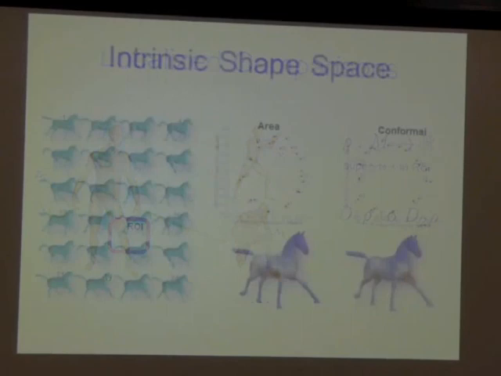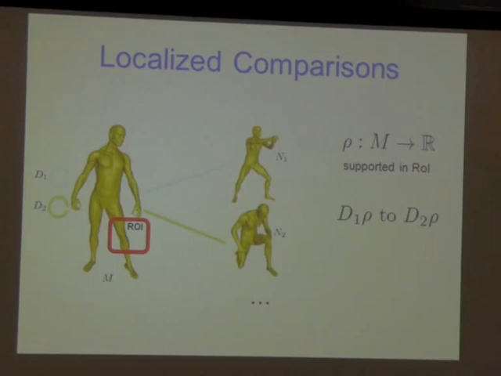And here I show that in both the area case and the conformal case, and where these distortions happen, because you know the legs is what is moving. I can also do more localized comparisons. I can define a region of interest where I want to see what the difference is. And I can clip, essentially, the shape difference to only look at that area.